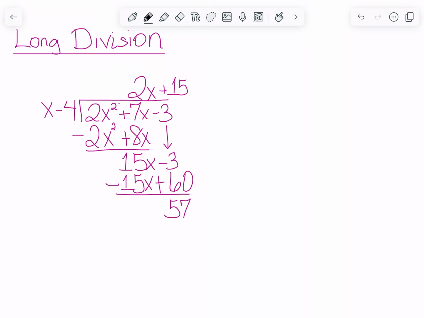Since there are no more terms to bring down, we're done with the problem. Our solution is 2x plus 15. We had a remainder of 57, so 2x plus 15 plus 57 over x minus 4.